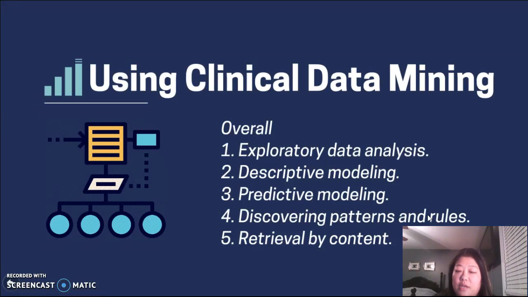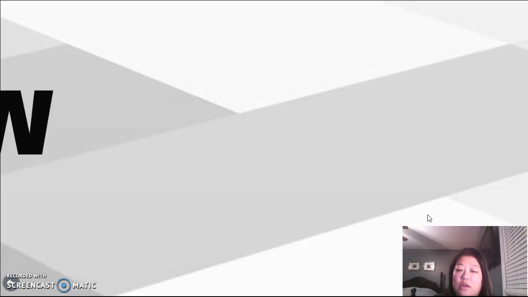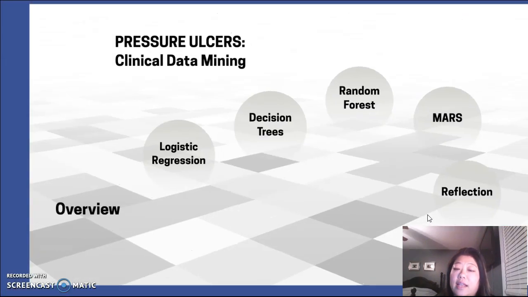Because the research objectives were to accurately predict pressure ulcer prevalence and identify clinically relevant factors, there were 4 predictive modeling methods selected. These data mining models were selected because of their high predictive performance and meaningful interpretations offered. Let's take a closer look. The first one is logistic regression.